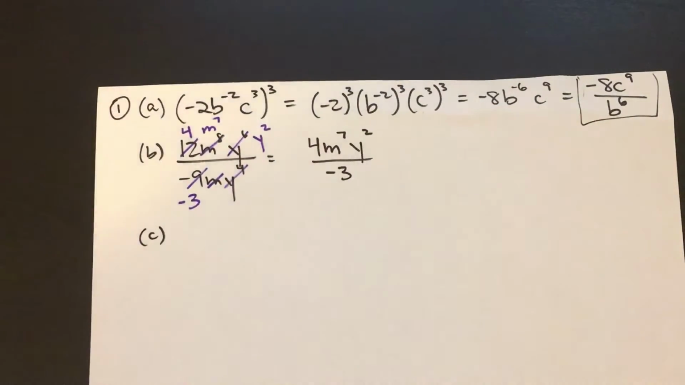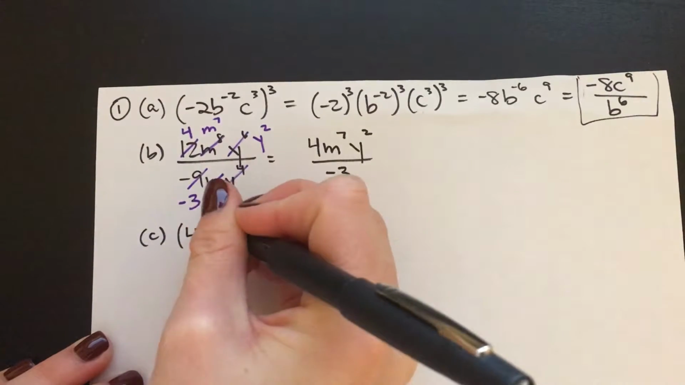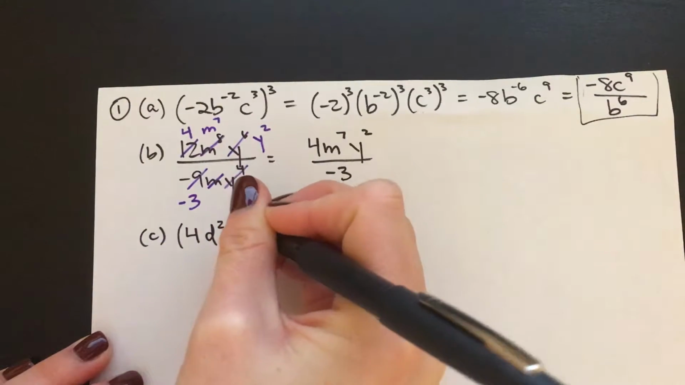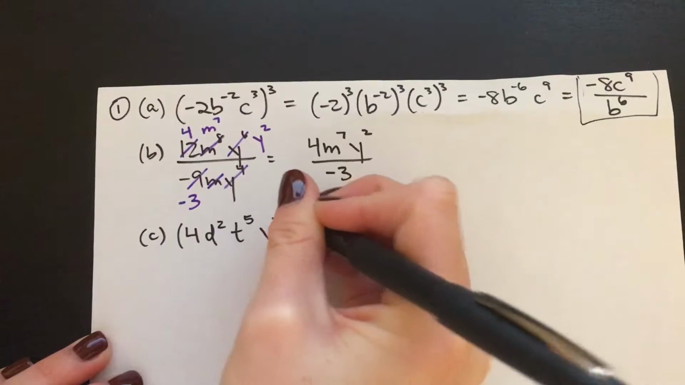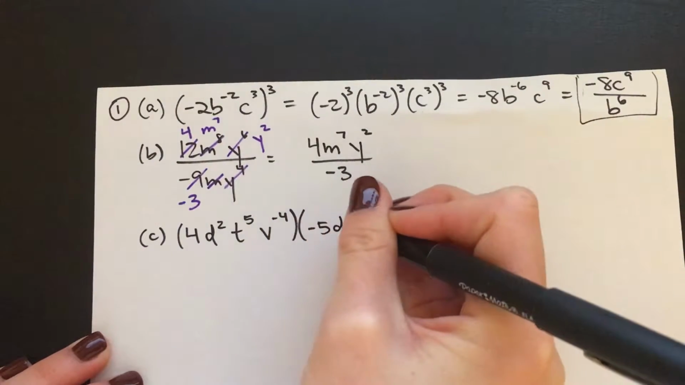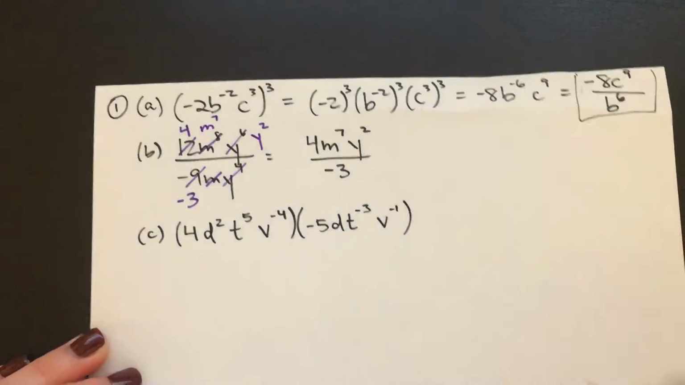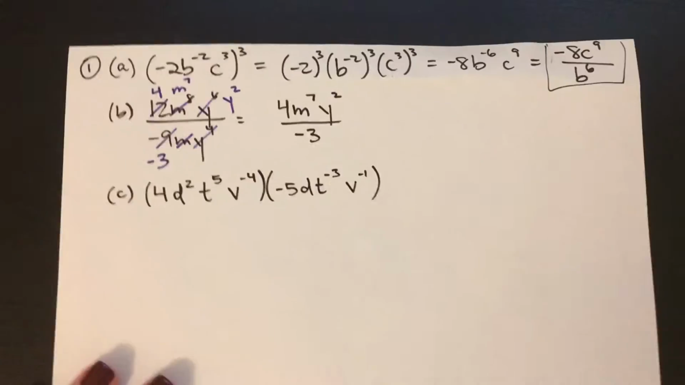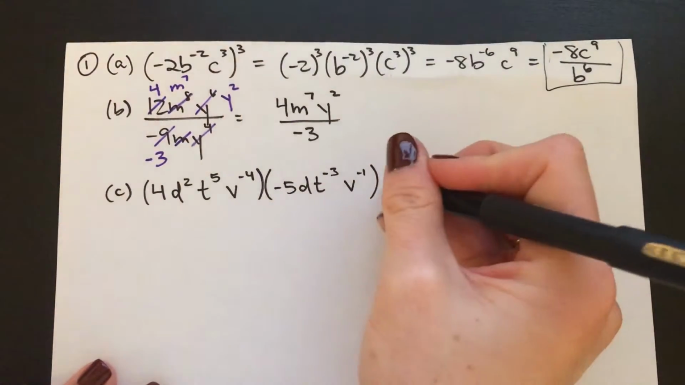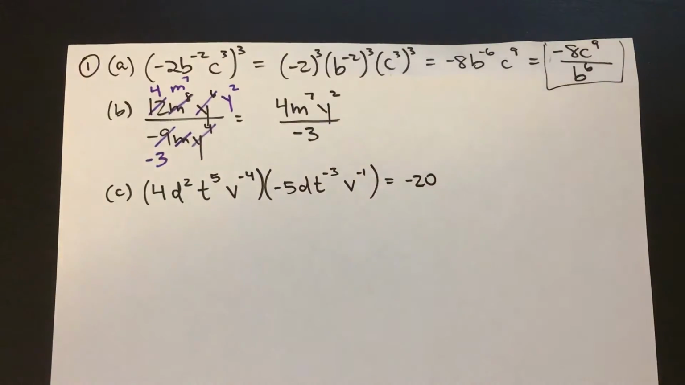And then last in this section, we've got part C. So we've got a whole bunch of different variables here. And then just multiplying these two expressions together. So this kind of brings up one more thing that I haven't seen yet. So numbers multiply just like numbers always have. Like 4 times negative 5 is just negative 20. There's no special rules for that.